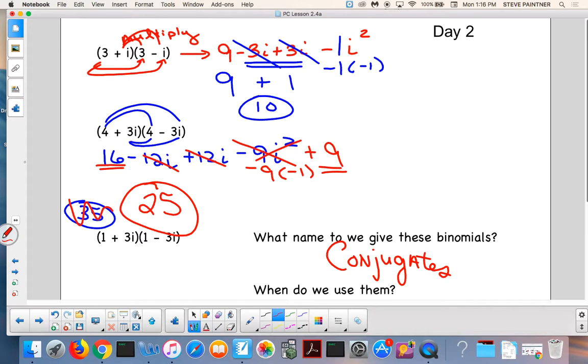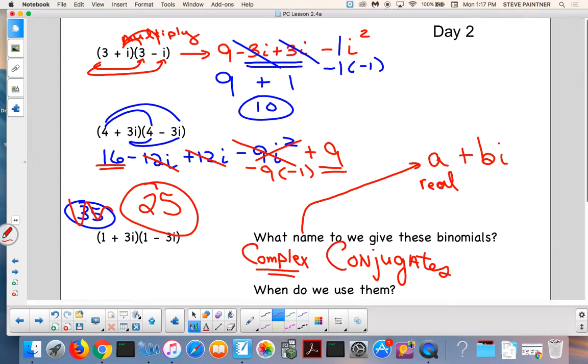And here's the real word you're looking for. They're called complex conjugates. Now, what is a complex number? Okay, let's come over here. You might want to write this down. I think I did this last Tuesday. A complex number is simply this, a plus bi.